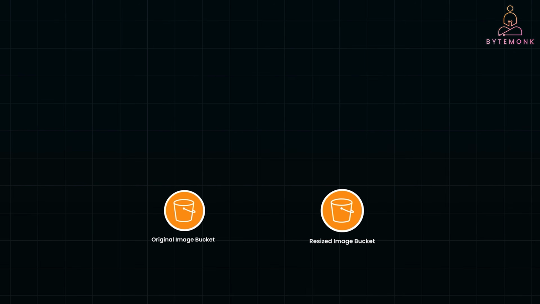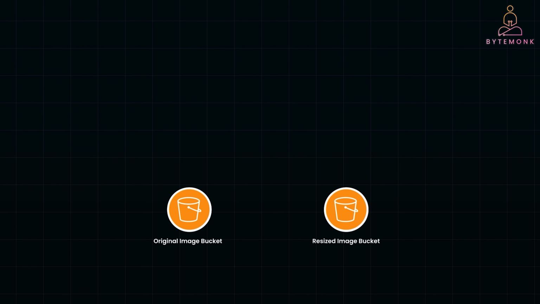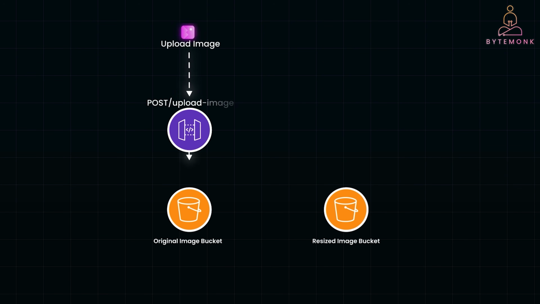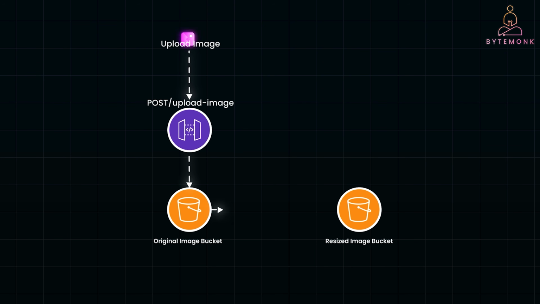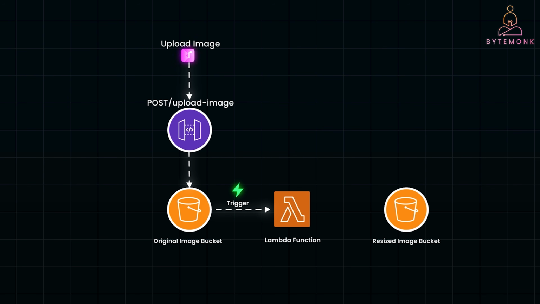So first, the user uploads an image through the API, in our case via API Gateway. Then the image is saved into the original S3 bucket. And so AWS S3 triggers the Lambda function. The Lambda function resizes the image and saves the processed version to the resized S3 bucket. The API then returns the URL of the resized image back to the user.